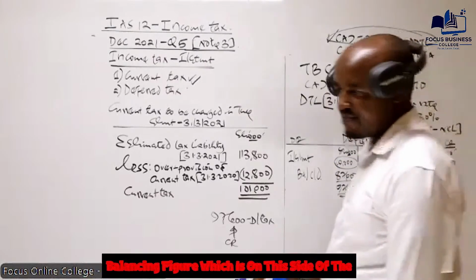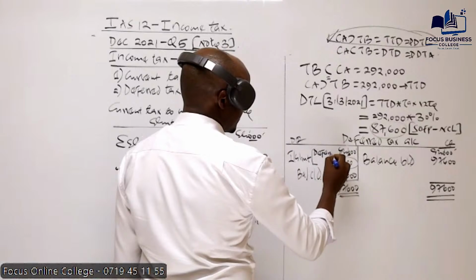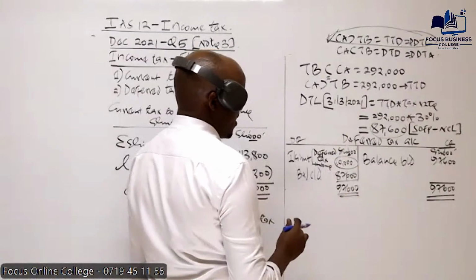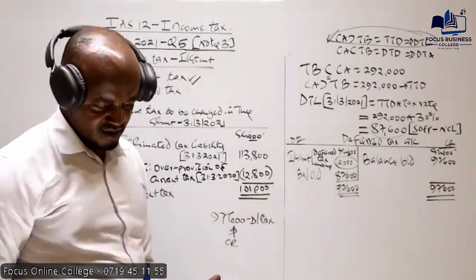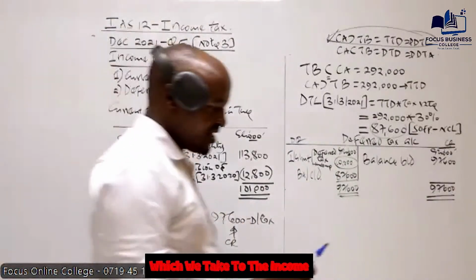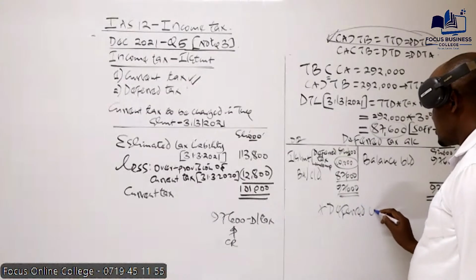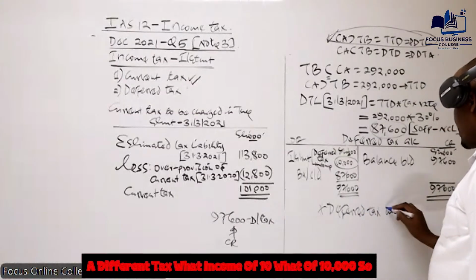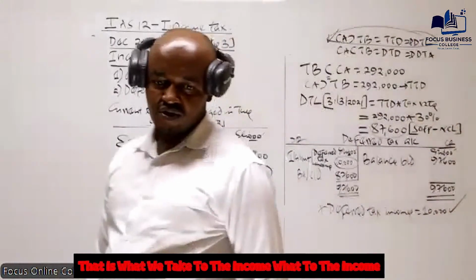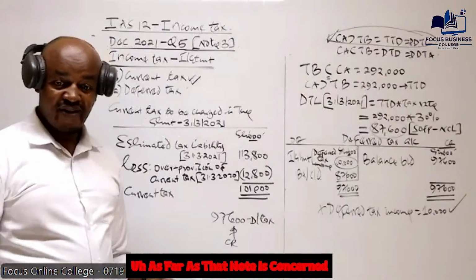So this balancing figure, which is on this side, is called a deferred tax what? This one is called a deferred tax income. That is basically the amount which we take to the income statement. So this is basically a deferred tax income of 10,000. So that is what we take to the income statement. So basically that is what was referred to as far as that note is concerned.